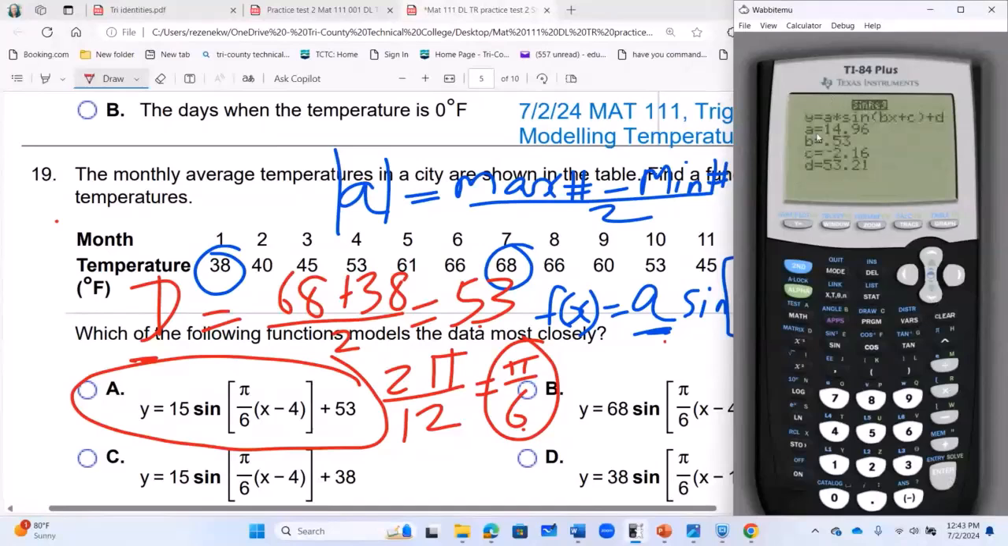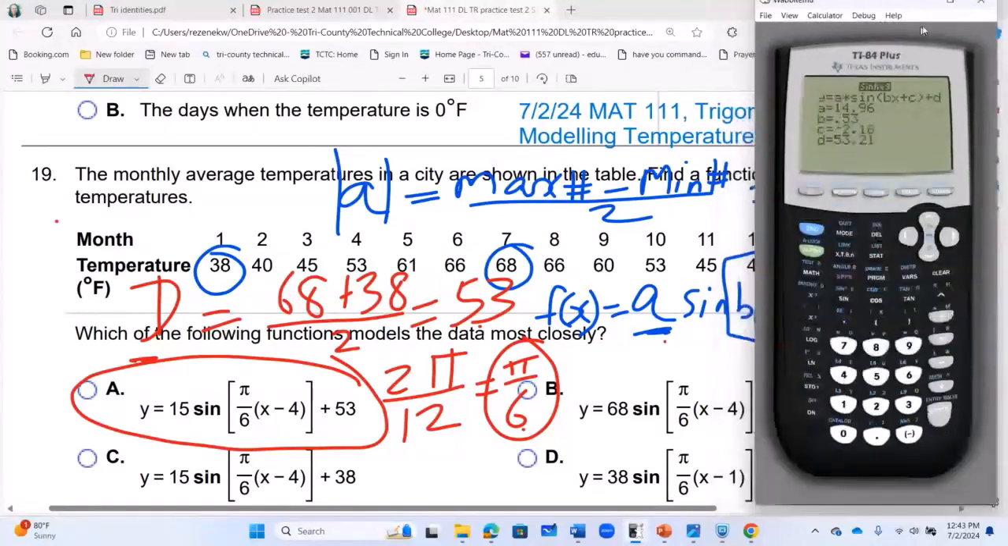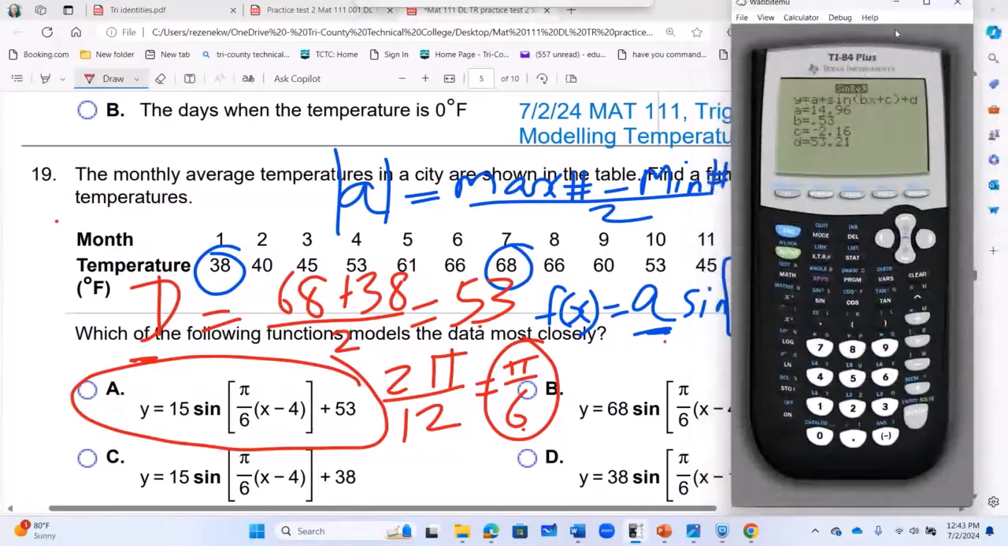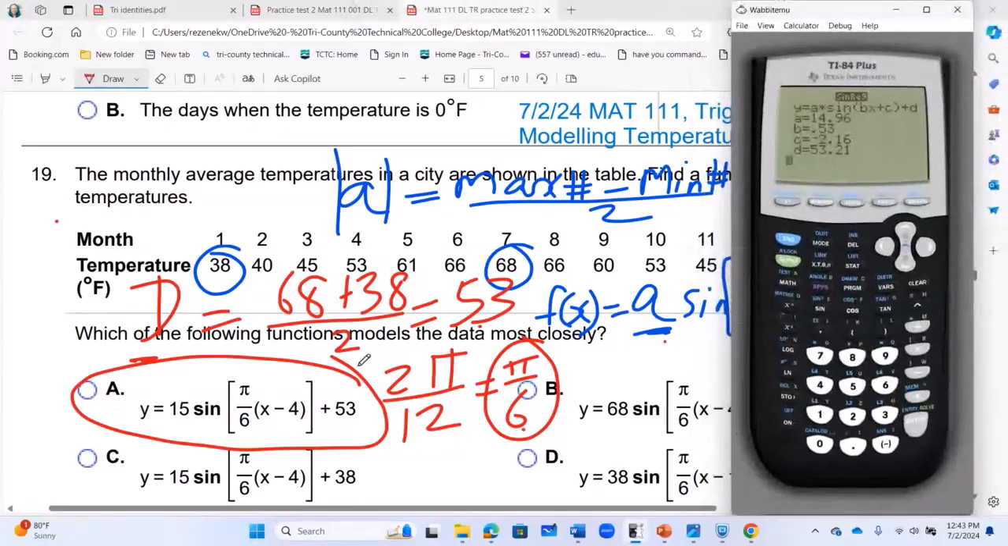So from my calculation, I see that A, the amplitude, is approximately 15. And the vertical shift is 53.21. So actually, we made a good guess. And see, we don't have to do that, but if you go ahead and multiply inside, you will see that the equation is this. So let me get the equation in Y1. So that is what I have.